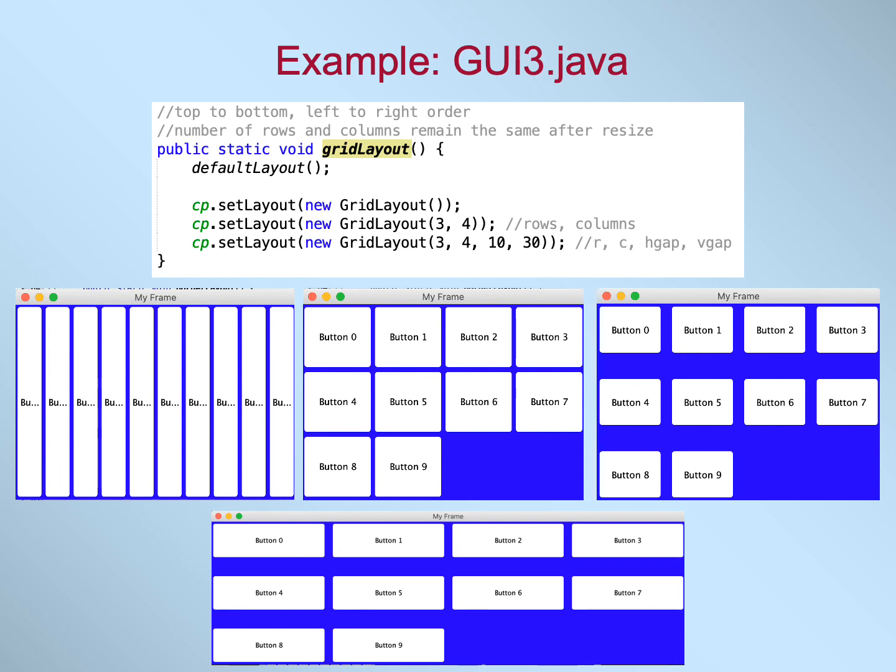Try out this code and change the numbers to see what would be the effect of it on the buttons or any other components. When you run this code, make sure that you comment out the lines that you don't want to see. For example, in this one, we have 3 constructors. If you run this code, it will read the last constructor, which is new grid layout, 3 rows, 4 columns, horizontal gap 10 and vertical gap 30.